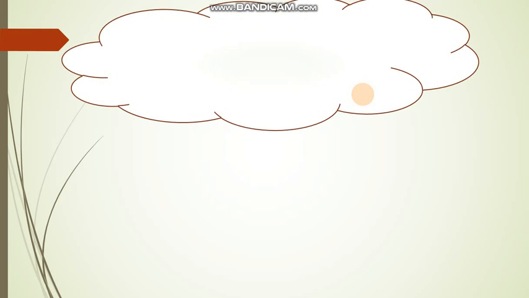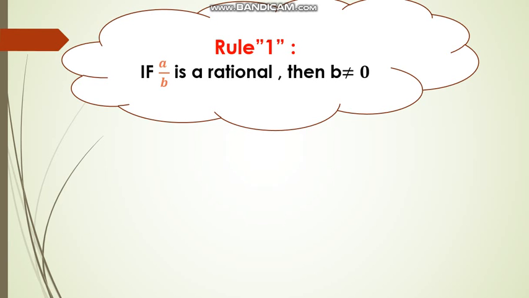Good morning, guys. We will continue our lesson, The Set of Rational Numbers. Rule number one: if a over b is a rational number, then b is not equal to zero. There are two conditions to be a rational number: a over b, where a and b belong to Z, and b not equal to zero.